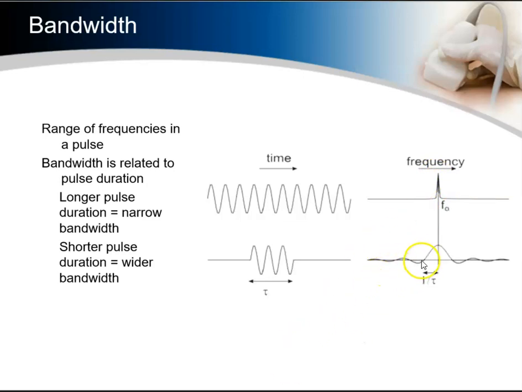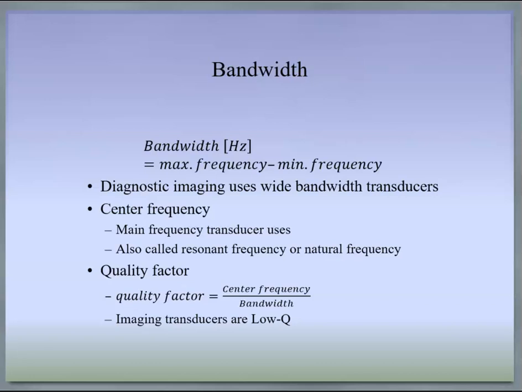Our imaging pulses tend to have much wider bandwidth, and it's a mathematical relationship due to something called the tau of the pulse. What it comes down to is a shorter pulse has a wider bandwidth and a longer pulse has a narrow bandwidth. Okay, so we define bandwidth as the maximum frequency minus the minimum frequency that we're going to be operating over.